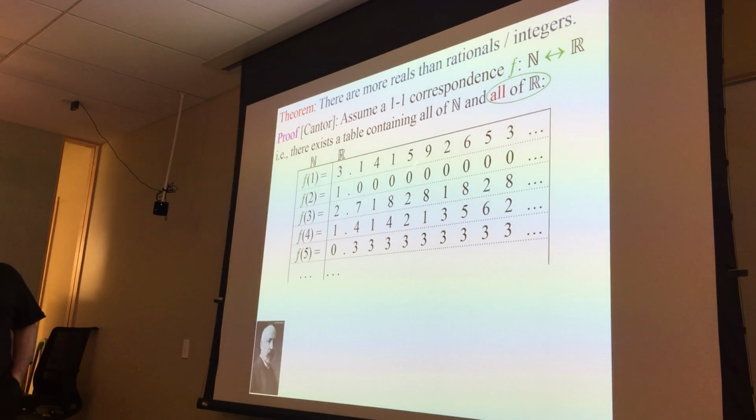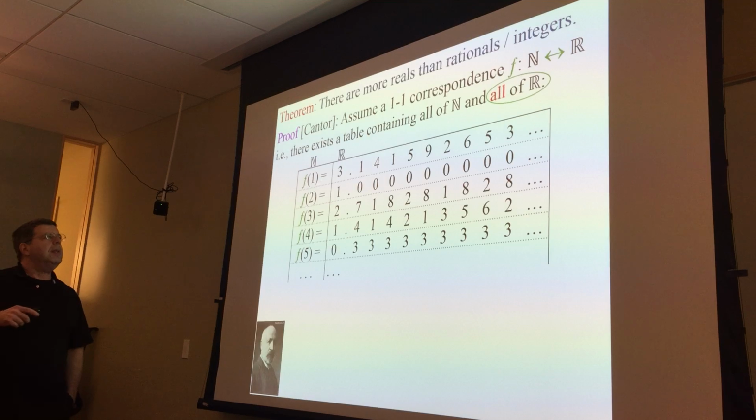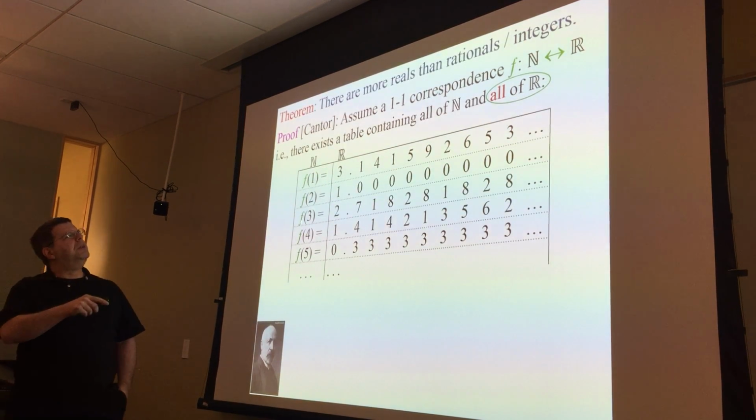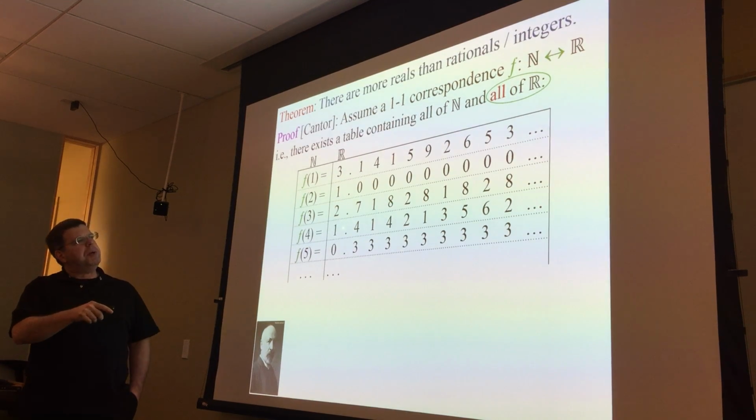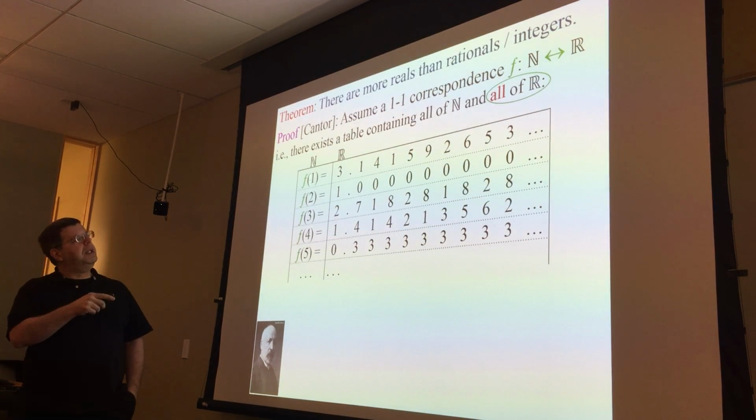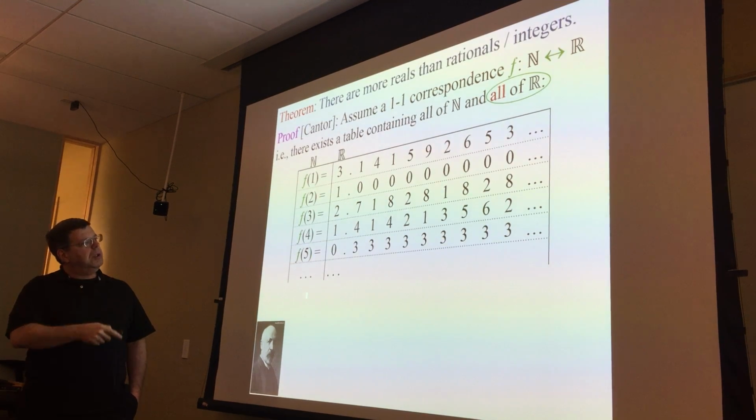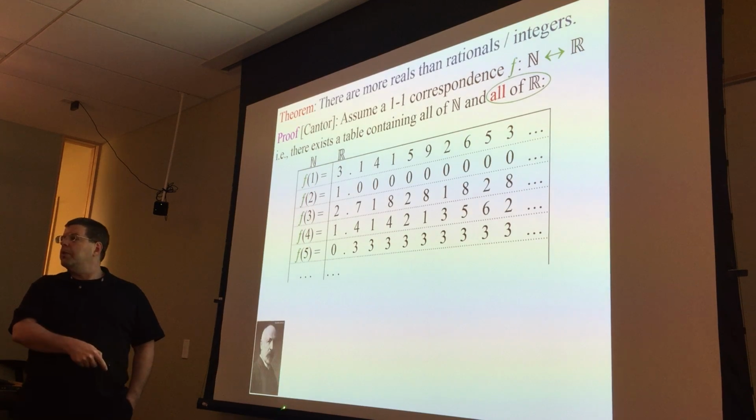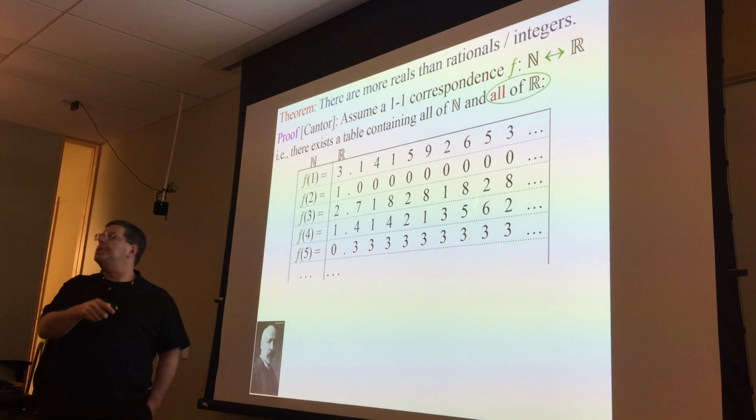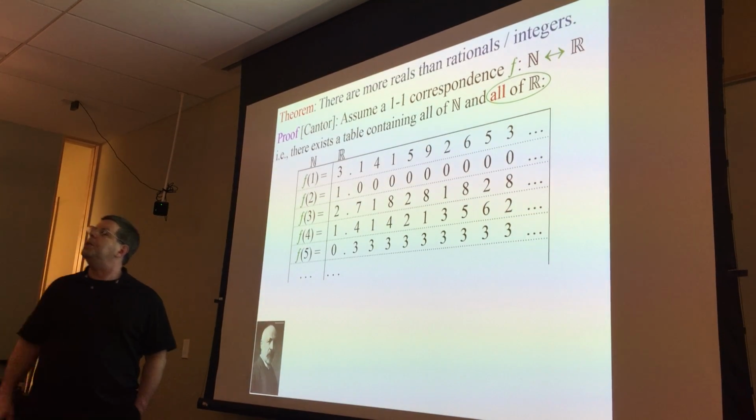So, assume towards contradiction that there was a one-to-one correspondence, that 1 corresponded to pi, and 2 corresponded to 1.00, and 3 corresponded to e, and 4 corresponded to the square root of 2. So all the reals were somehow listed in this table on the right column, and all the natural numbers were listed on the left. Now it's obvious that all the natural numbers are on the left, 1, 2, 3, 4, and it's an infinite table, so they're all there for sure. Now, why is it impossible that all the reals are on the right-hand side, no matter how you arrange them?